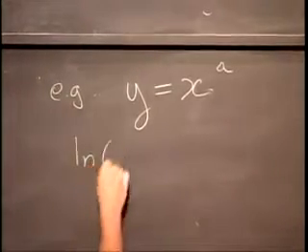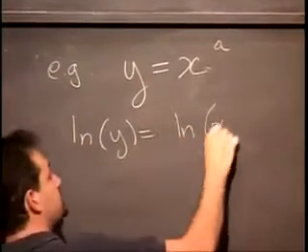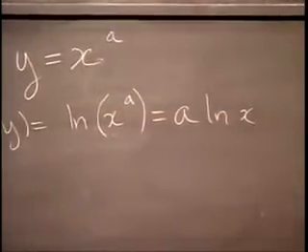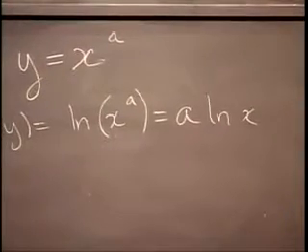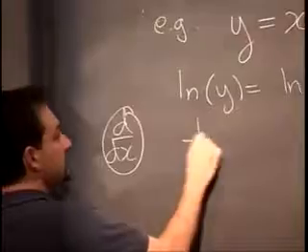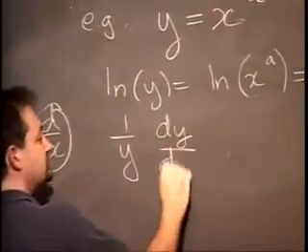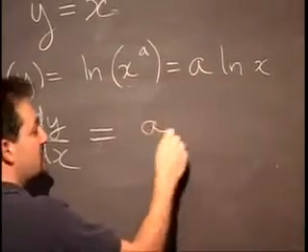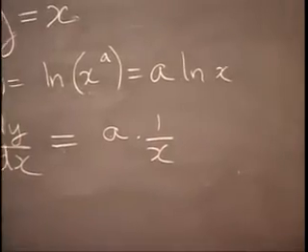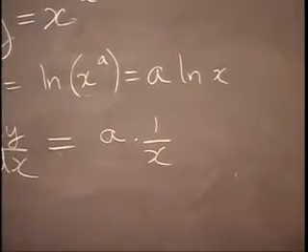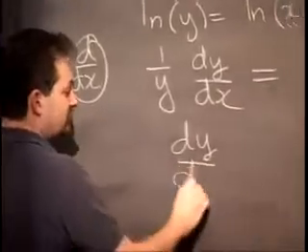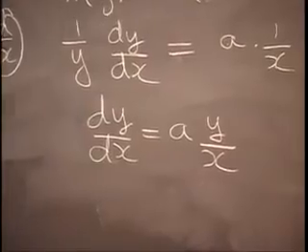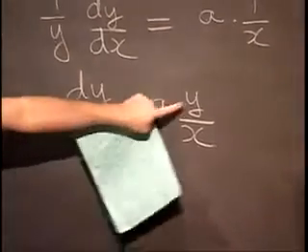Let's just take log of both sides. So you get log of x to the a is just a log x. So if you take d/dx of both sides, that's the next step, you get 1 over y dy/dx is equal to, and I need to differentiate this, a times 1 over x, because the derivative of log x is 1 over x. So this means that dy/dx is a times y over x. But what is y? y is x to the a.